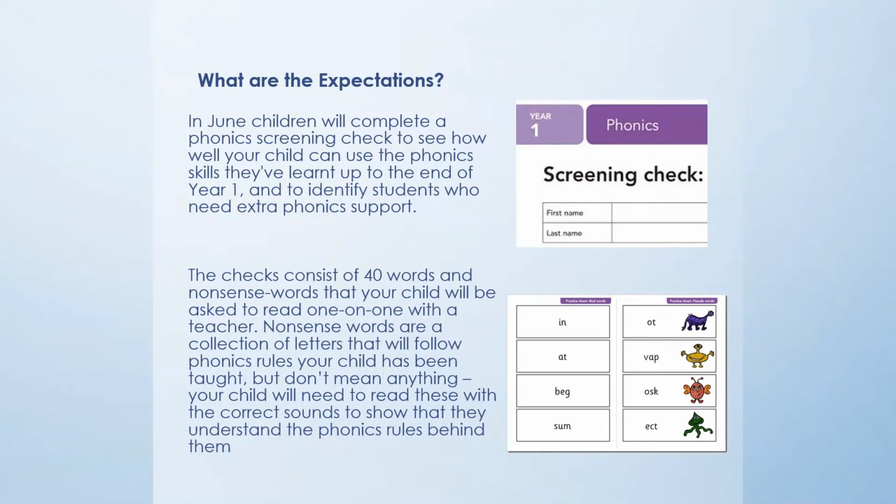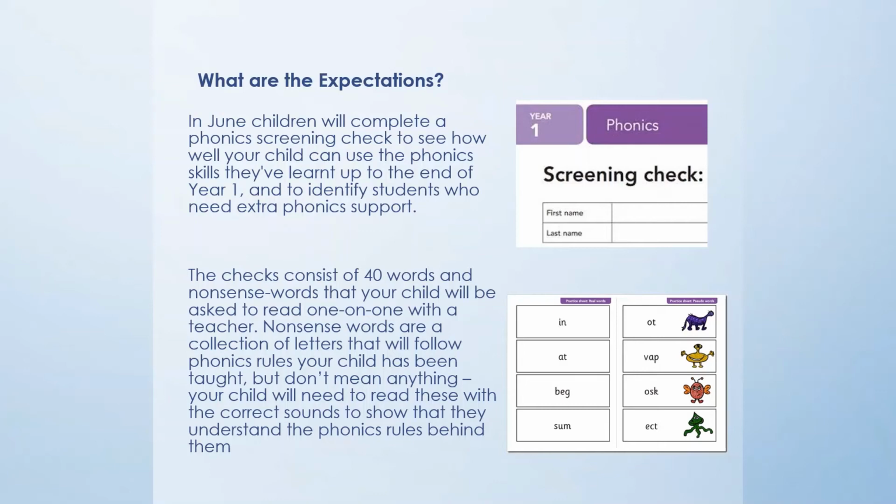So, what are the expectations at the end of year 1? At the end of year 1, we have something called a phonics screening check. This is where we see how well your child can use those phonics skills and how well they can apply what they have learned into a check. It is to identify those students that still need a little bit more phonics support. The check consists of 40 words, and in those words are some nonsense words. Now we call those alien words in our Read Write Inc program. You might hear them being called nonsense words or alien words.